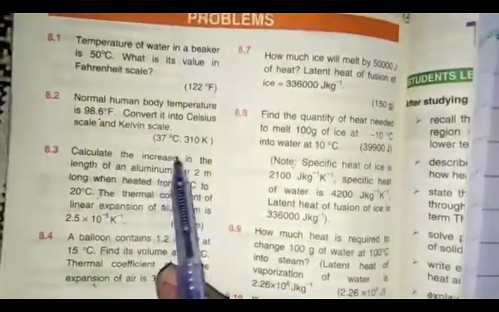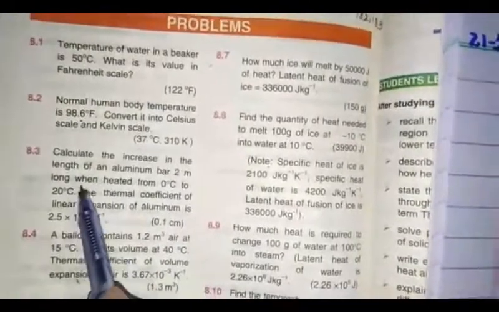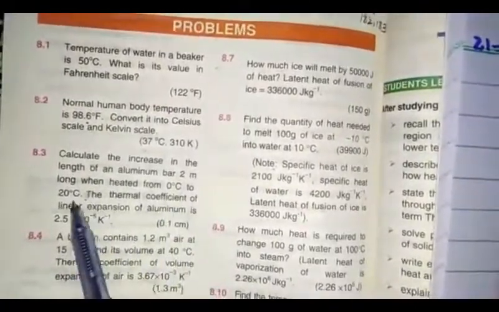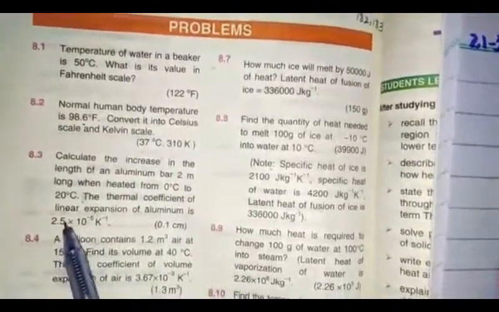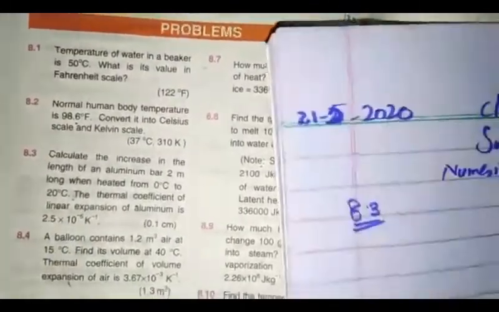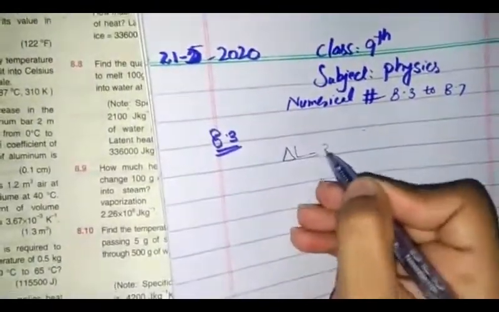The statement of the numerical is: calculate the increase in length of an aluminium bar that is 2 meter long when heated from 0 to 20 degrees. The thermal coefficient of linear expansion of aluminium is 2.5 into 10 raised to power minus 5 per Kelvin. Students, we have to find the increase in length, or change in length.